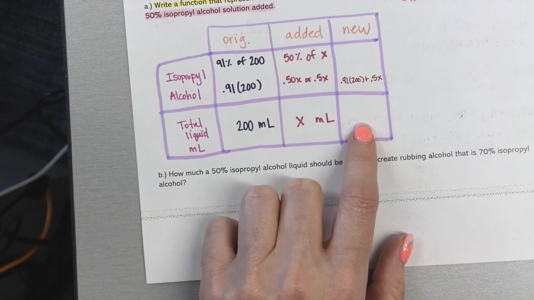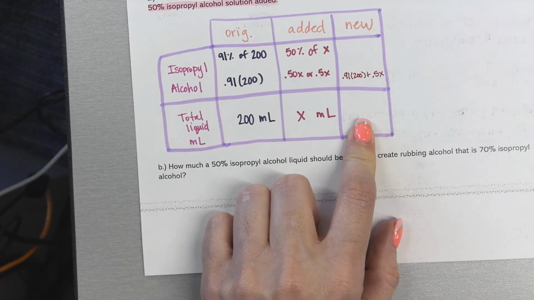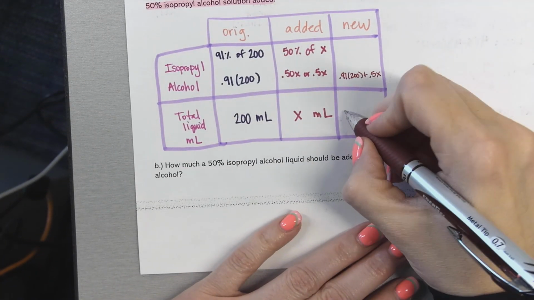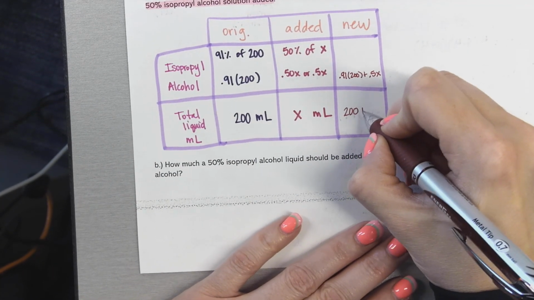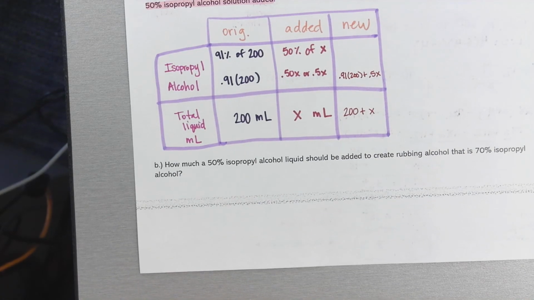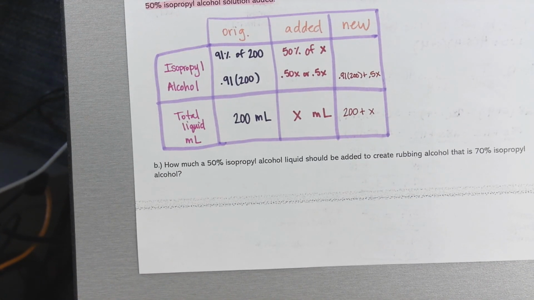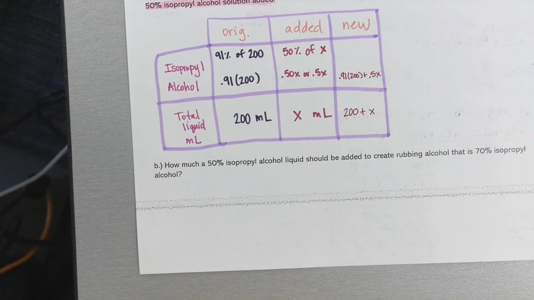And it's going to be the same thing for this one. Okay, so the original is 200. The added amount is x. So it's going to be 200 plus x is our new total amount of liquid.